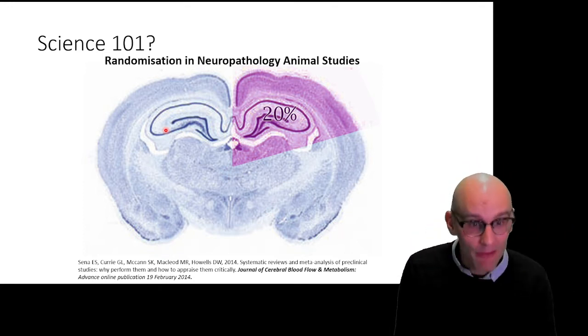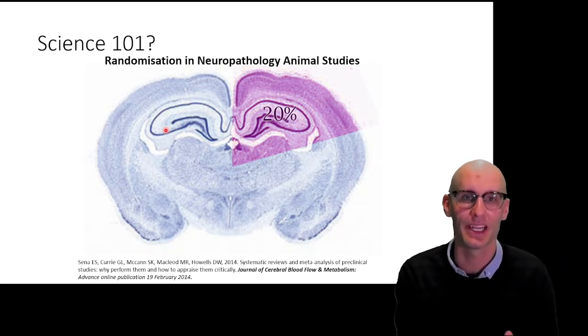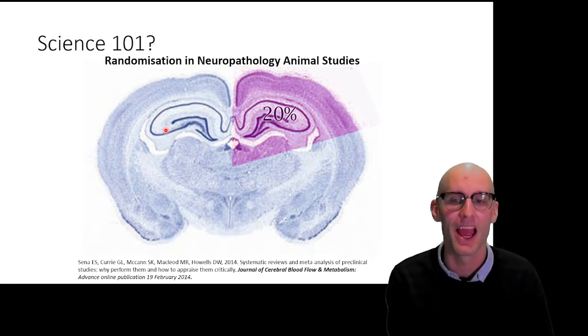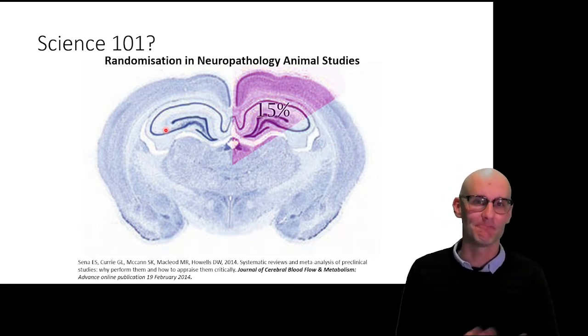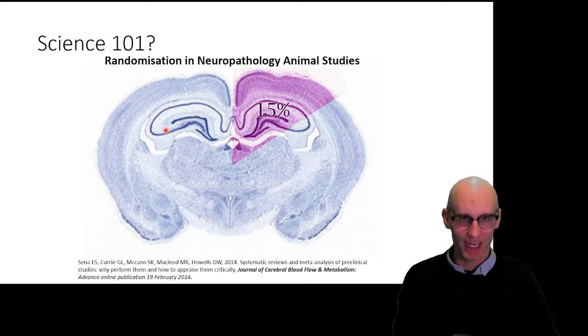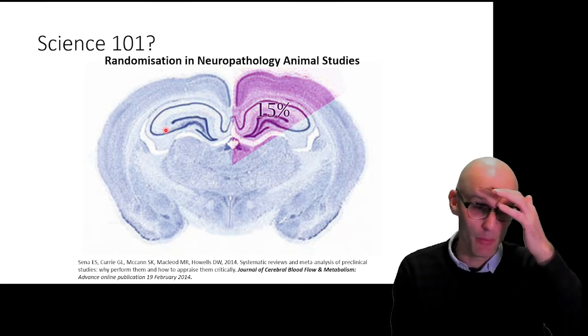So we have to randomize. We know that we have to randomize. Study after study has shown that we need to randomize. So what percentage of neuropathology animal studies randomize? 15%. 85% of these studies don't randomize, right? So it's starting to not feel like Science 101, is it, right?